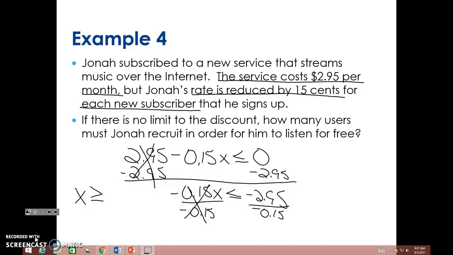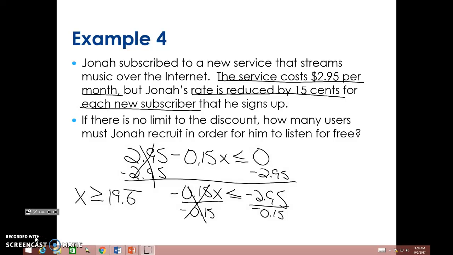And then what we want to do is take our calculator, since this has some crazy decimals, and say negative $2.95 divided by negative 0.15, or negative 15 cents, and that's going to give us an answer of 19.6 repeating. So x has to be greater than or equal to 19.6 repeating.